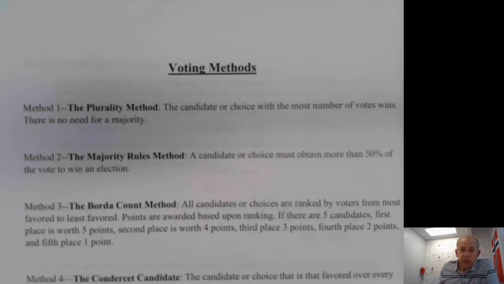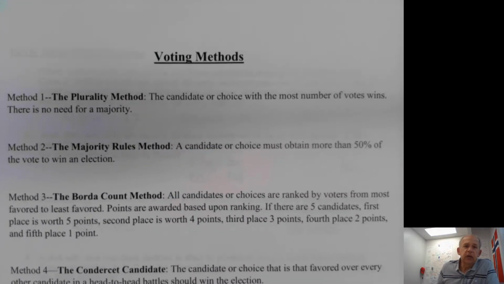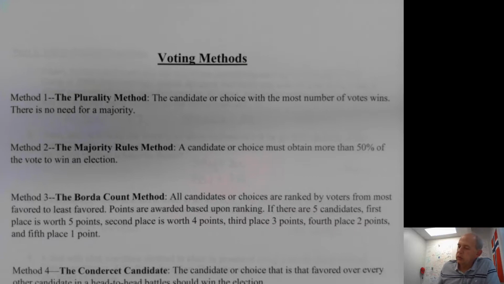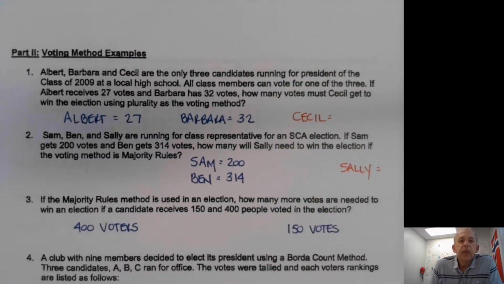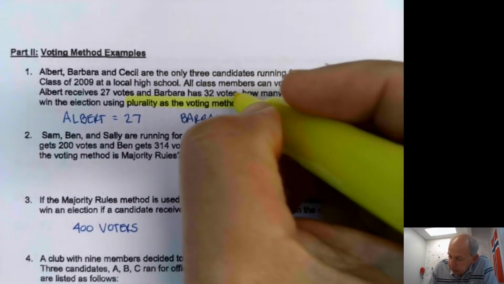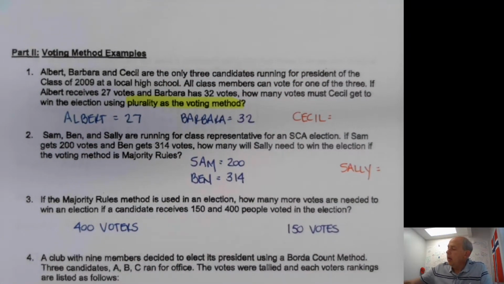Now, let's go back and take a look at each one of these methods with some examples, and you'll see how easy they are with these examples. So here's what we have with our first one. We have Albert, Barbara, and Cecil. They're all running for class president, and the method we're going to use is the plurality method. Now, the plurality method is all about whoever gets the most votes wins.